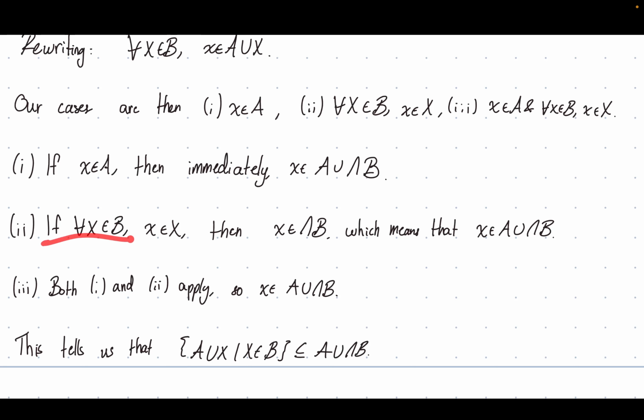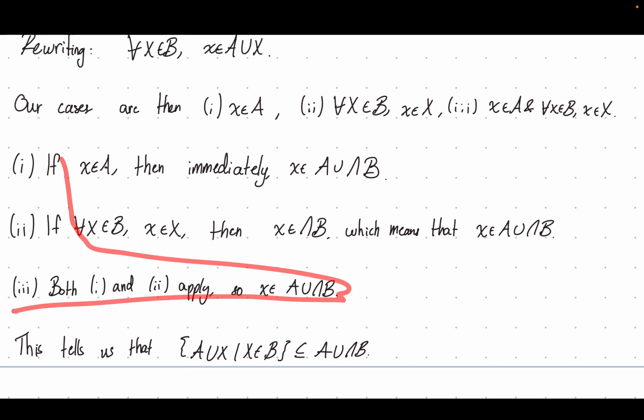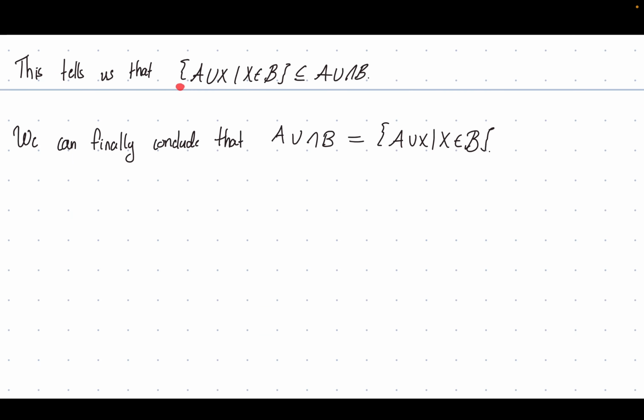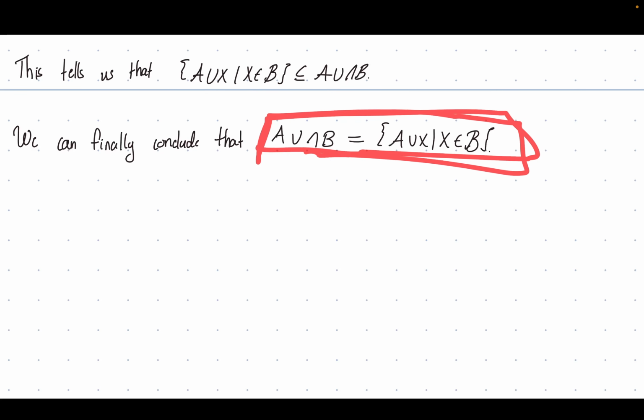So if that is the case, then x has to be in the intersection of B because little x is in every big X in B. So once you have this fact, then you can just union it with A, and then x is part of that set. Then 3 is just applying 1 and 2 combined, and you have that little x has to be in that set as well. This tells us that this set is a subset of that set, and then finally we can just conclude that these two sets must be equal since they are subsets of each other.